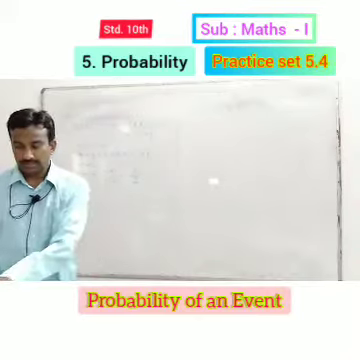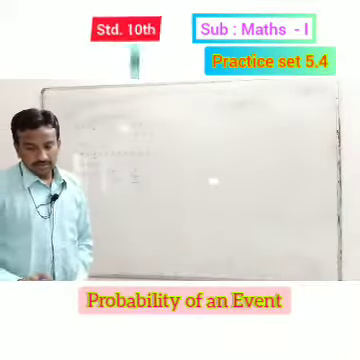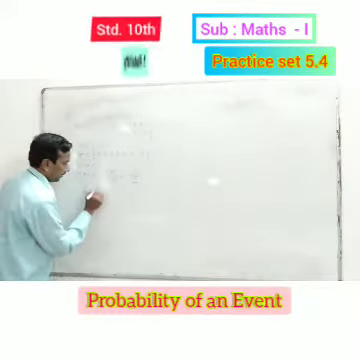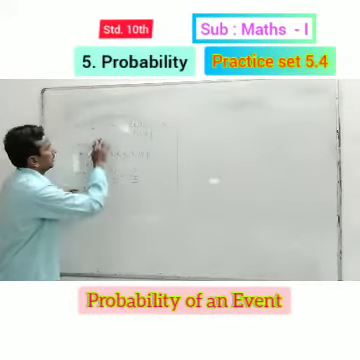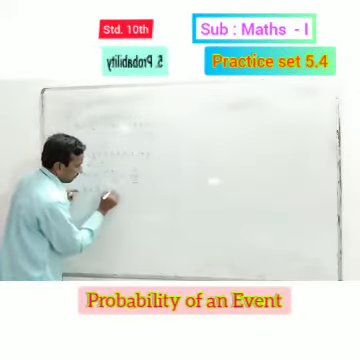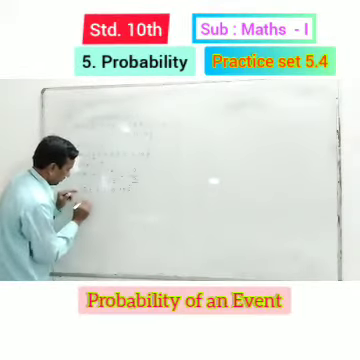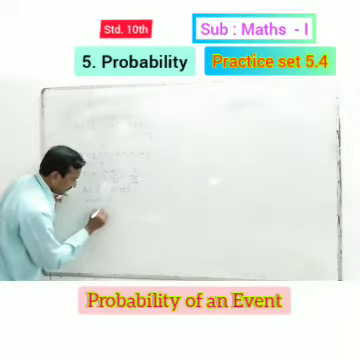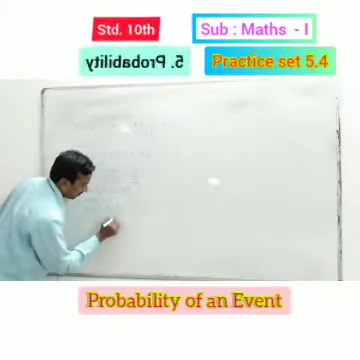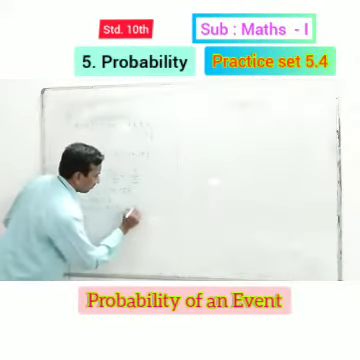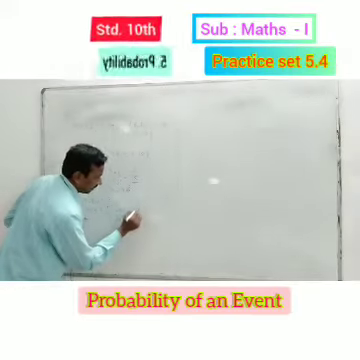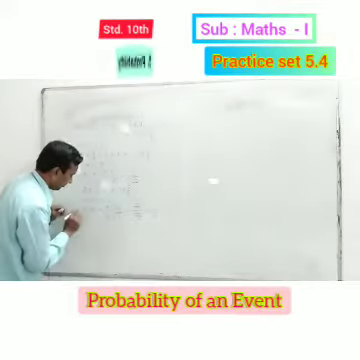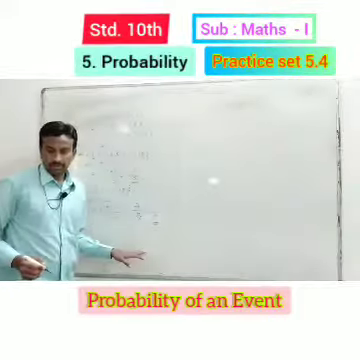Now, event B is that the ticket drawn bears a number which is a multiple of 5. Event B is multiples of 5, which means 5, 10 and 15. Therefore, the number of B is 3. Find the probability of B: the number of B upon the number of S. The number of B is 3 and the number of S is 15. Divide by 3. 3 ones are 3 and 3 fives are 15. So we get 1 upon 5. Therefore, the probability of B is 1 upon 5.